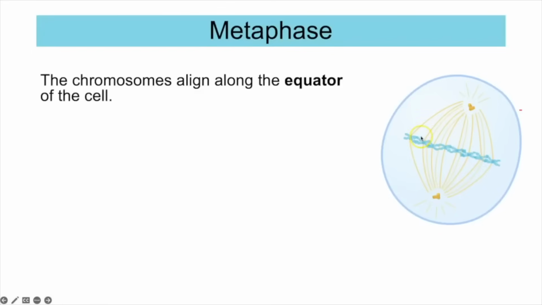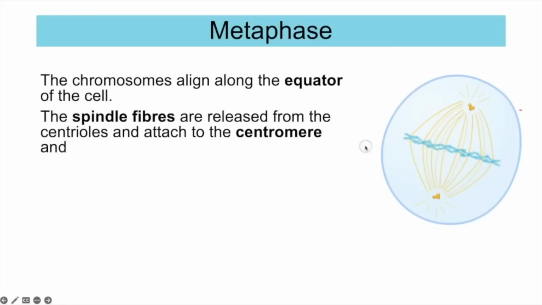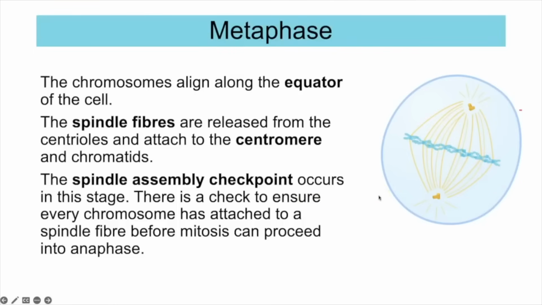Metaphase is the next stage, and this is when those spindle fibres have attached to the centromere and it causes the chromosomes to align along the equator of the cell. The spindle assembly checkpoint also occurs in this stage, and this is where there is a check to make sure that every chromosome has a spindle fibre attached to its centromere before mitosis carries on to the next stage, which is anaphase.